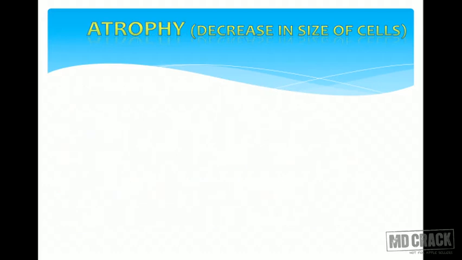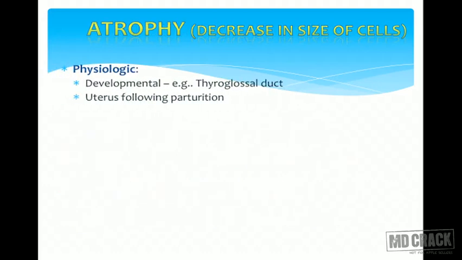Atrophy, remember, is decrease in the size of cells. Physiological examples: for example, during development we have a thyroglossal duct that undergoes physiological atrophy by the age of around 14 years. By around 14 years, the thyroglossal duct will get totally removed from the body. It is by physiological atrophy. The uterus, after the parturition, after the delivery, again reverts back to almost normal size. It is because of physiological atrophy.